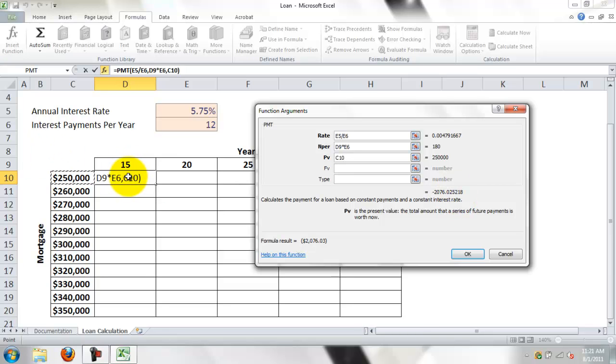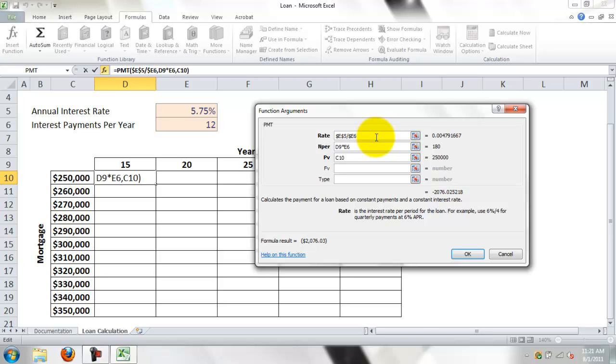So here's where we need to really be careful about our absolute and relative cell references. For E5 and E6, I know that I want those to be absolute because those are never going to change. No matter how much my mortgage is, or how many years I have that mortgage for, it's always going to be the same interest rate. So since that's never going to change, I'm going to make both of those cell references absolute.